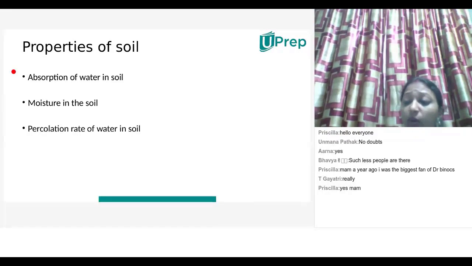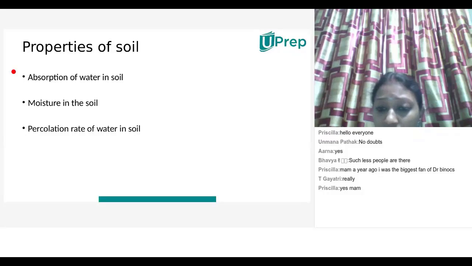Then we discussed the crops suitable for the soil. We discussed about the pH, no children? So have you seen the pH scale from 0 to 14? 7 is neutral, below 7 is acidic, above 7 is basic. Yes, ma'am.